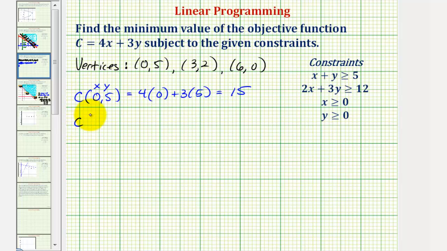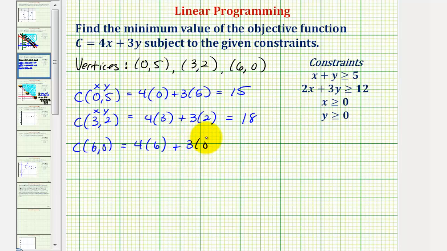Next, using the point (3, 2), we'd have C(3, 2). So we'd have 4 times 3 plus 3 times 2. This would be 12 + 6 or 18. And then finally, using the point (6, 0), we'd have C(6, 0) = 4 times 6 plus 3 times 0, which equals 24.